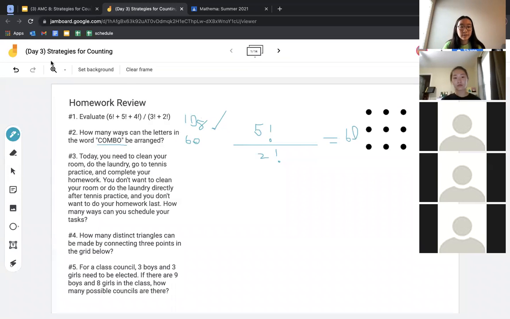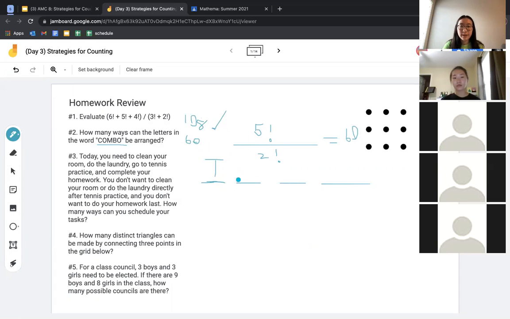All right, so it looks like number 3 was probably kind of a confusing problem. So let's go through it. Basically, we're going to write out 4 time slots like this, where this one's the earliest, and that one's the latest. Okay, and then we're going to figure out every case. We're going to use T to represent tennis practice. So say we go to tennis practice first.